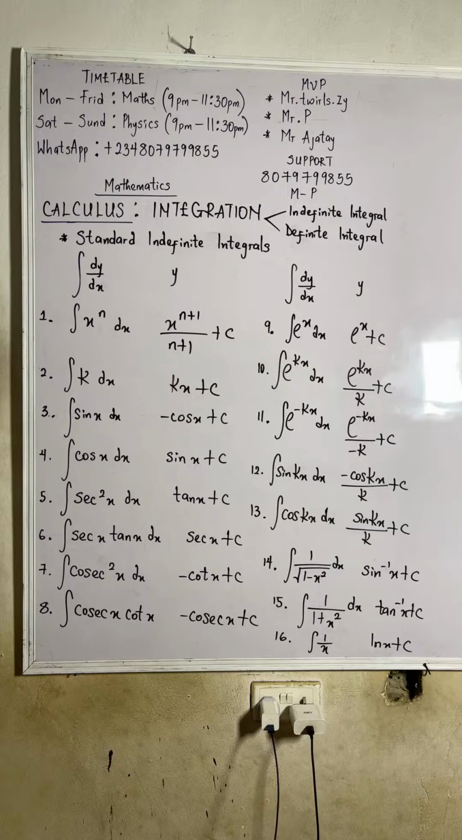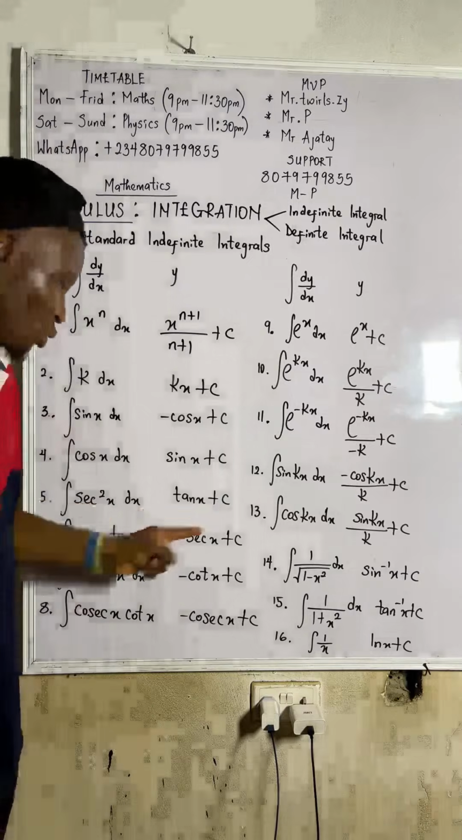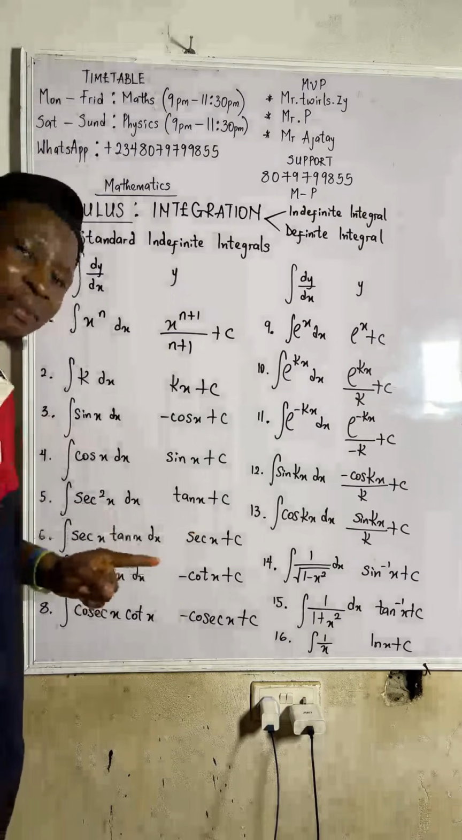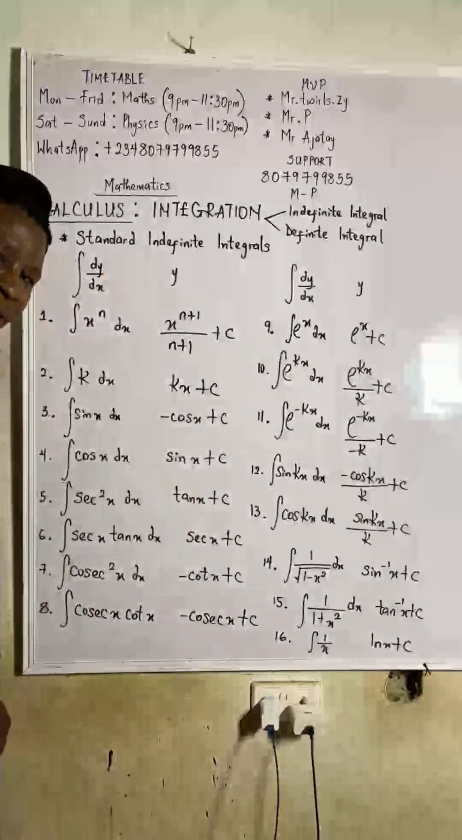What's not clear? If you just memorize the rules I gave you yesterday, it goes easy. If you remember differentiation, integration will not be hard for you. When you differentiate tan x, you have sec square x. If you now integrate that sec square x, you go back to tan x.